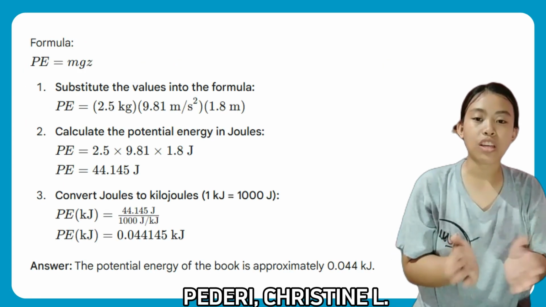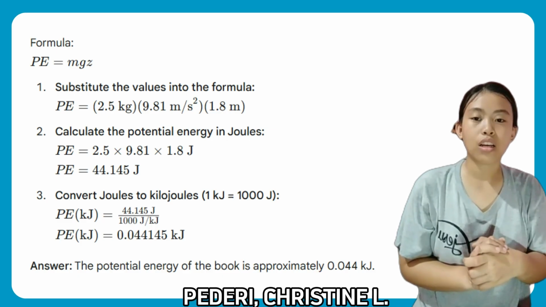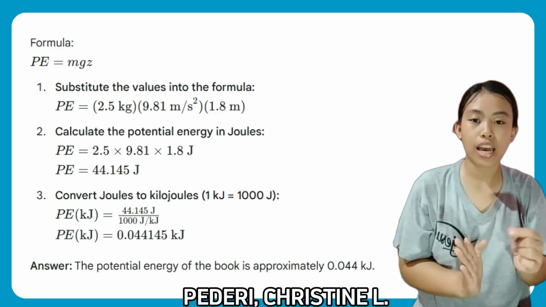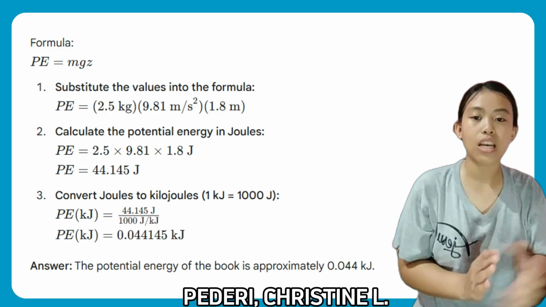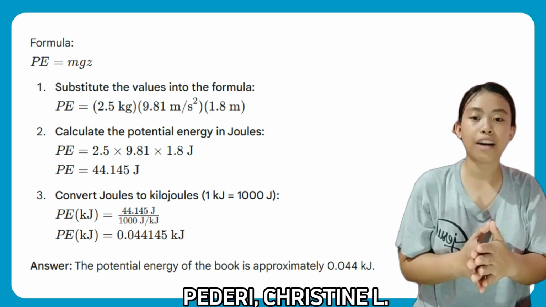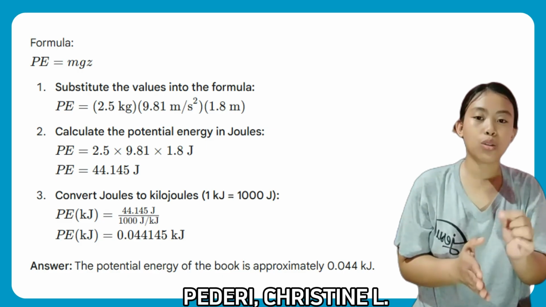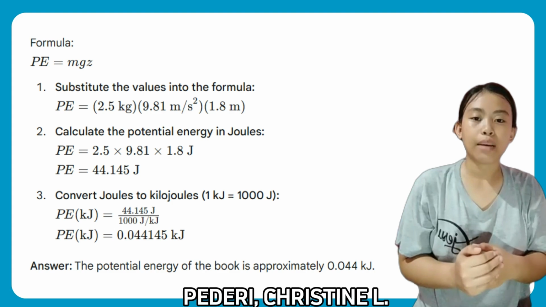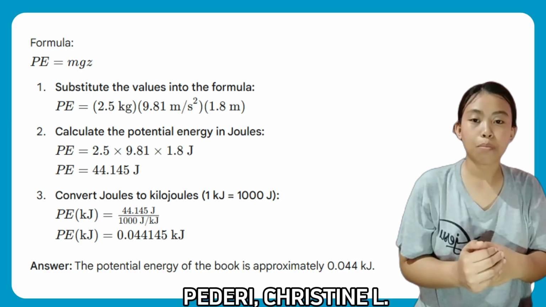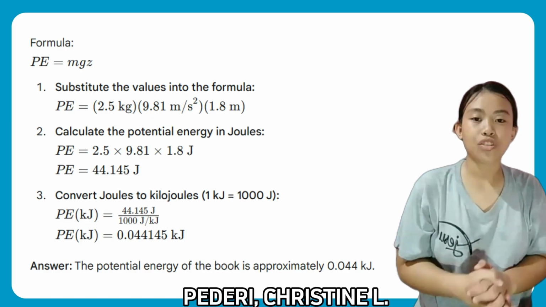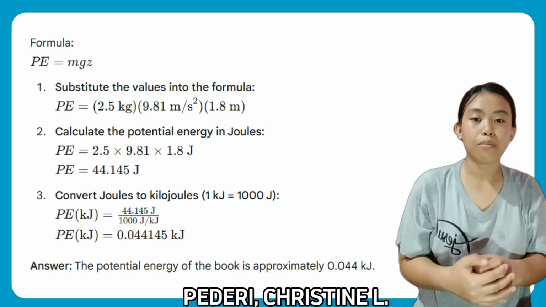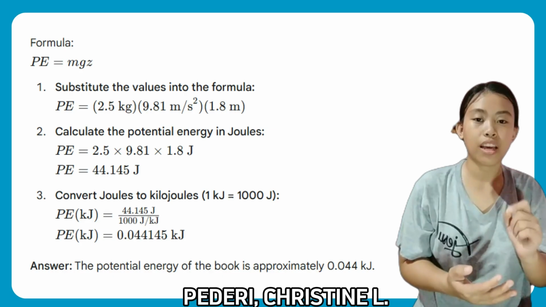So first thing to do is we should write the formula first. So capital letter P and capital letter E equals mgh, or small letter mgz, and then we substitute the values into the formula. So now we have PE equals 2.5 kilogram times 9.81 meter per second squared and 1.8 meter. Calculate the potential energy in joules. The PE would be 2.5 times 9.81 times 1.8 joules.